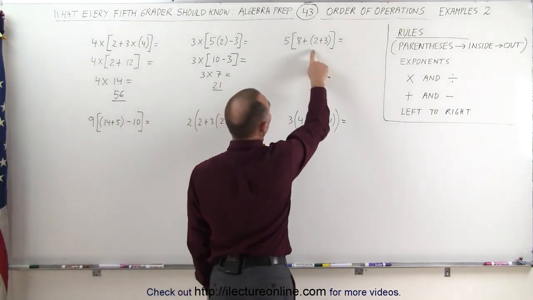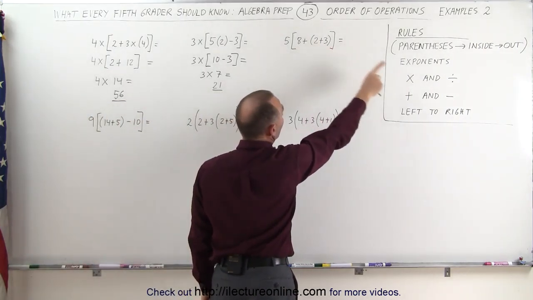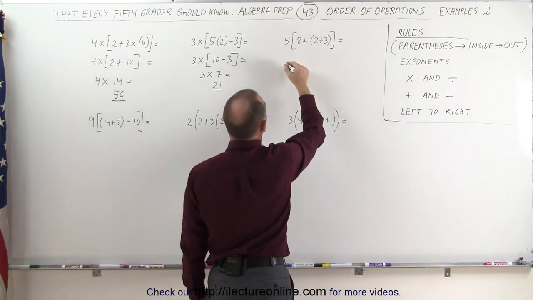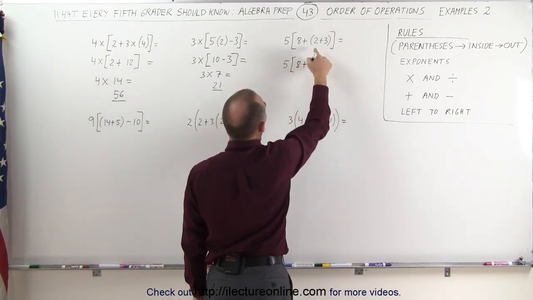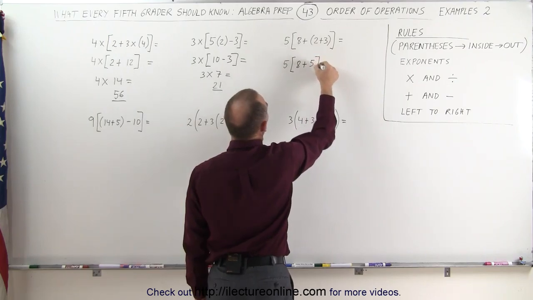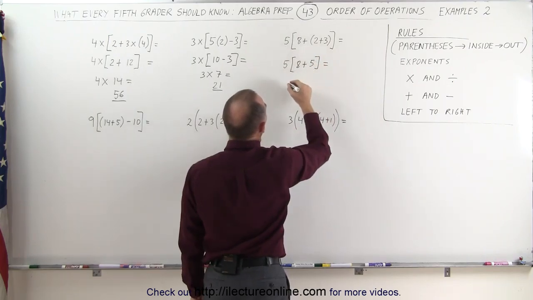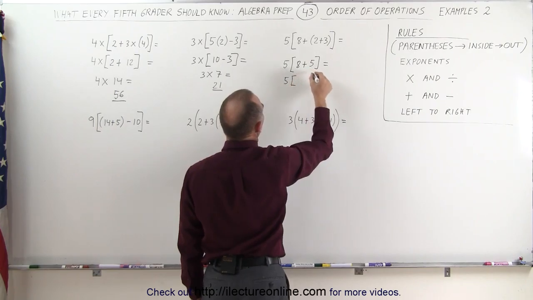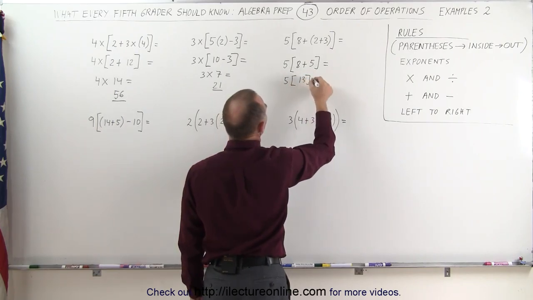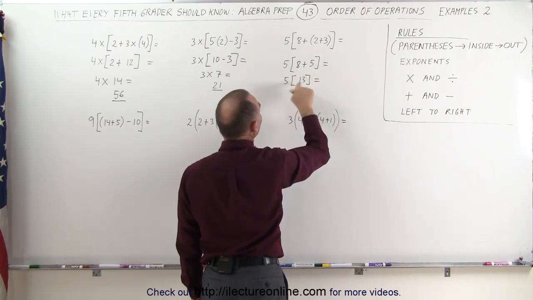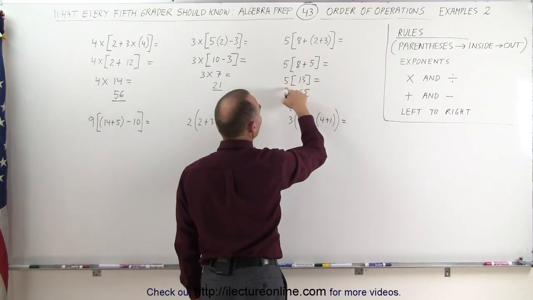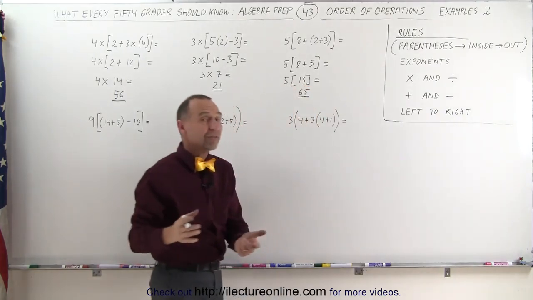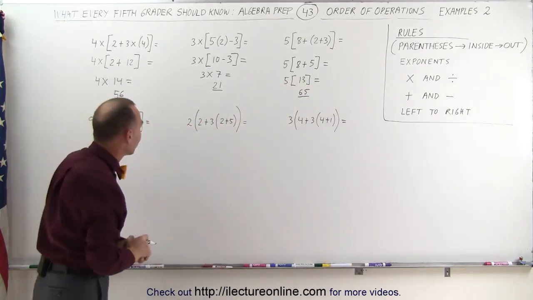Again, let's work out what's inside the inside parentheses first. Remember, we go from the inside out. This can now be written as 5 times the bracket, 8 plus 2 plus 3 is 5. Now we add these together. 5 times 8 plus 5 is 13. And now this means 5 times 13. 5 times 13 is 65, because 5 times 10 is 50, 5 times 3 is 15, 50 plus 15 is indeed 65.